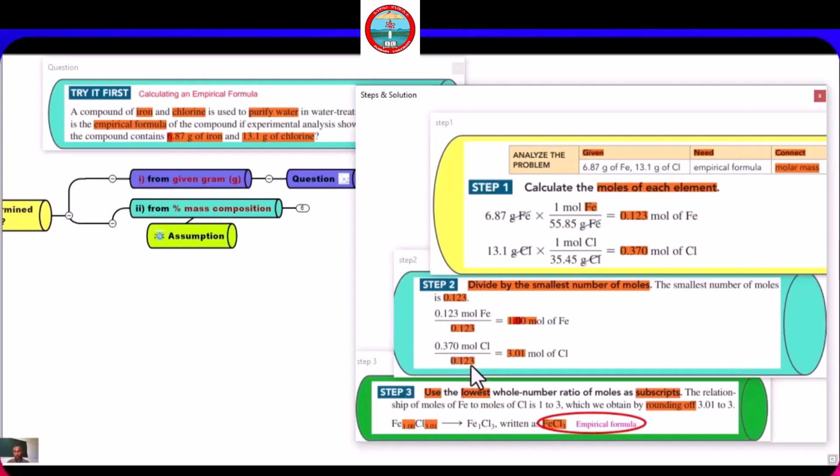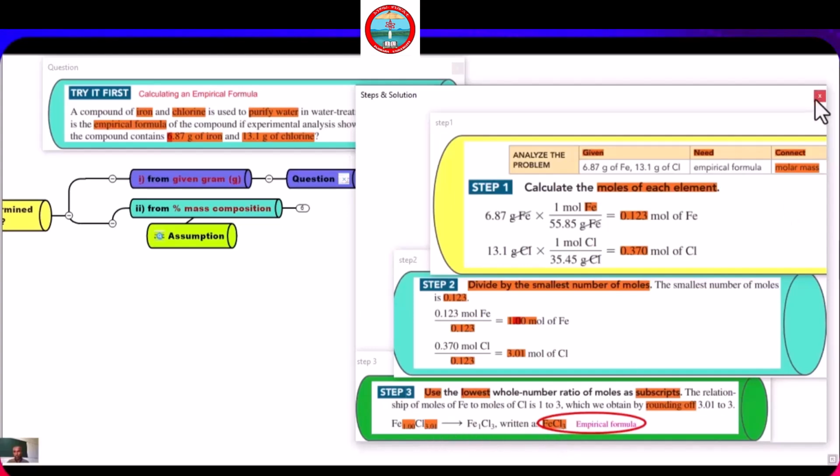Step 3 is use the lowest whole number ratio of moles as a subscript. Since this is a whole number and this one ratio is not whole number, so change this into whole number. It is 0.01, so you can round off to the 3. And the preliminary empirical formula is this, and after rounding off the ratio, it becomes iron trichloride. This is the empirical formula.